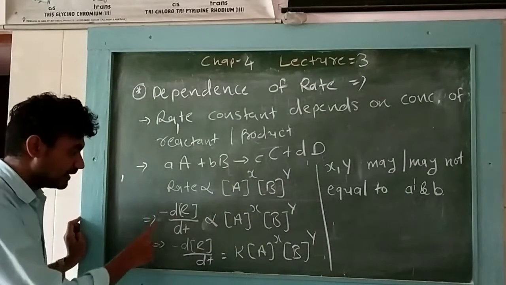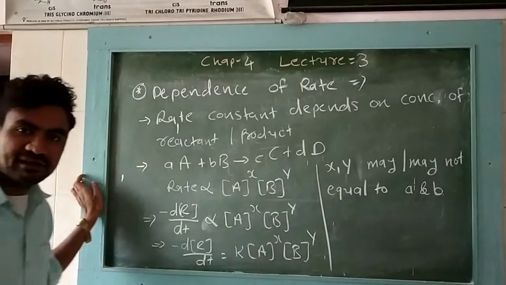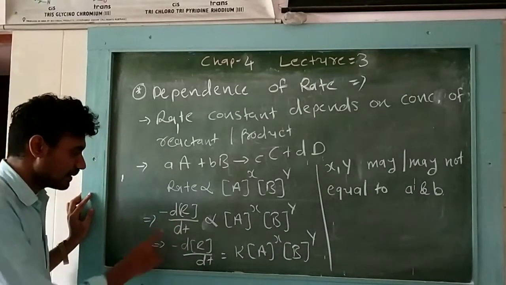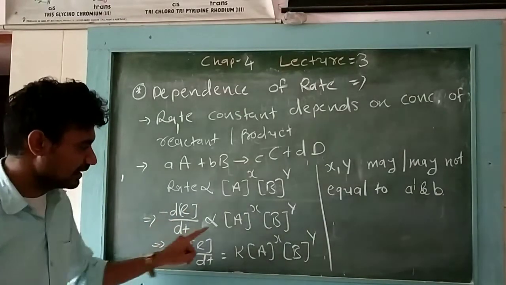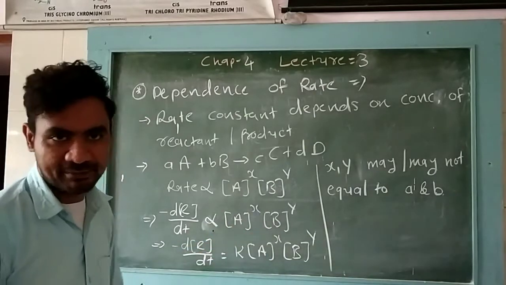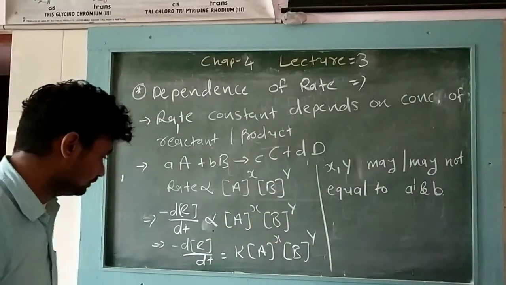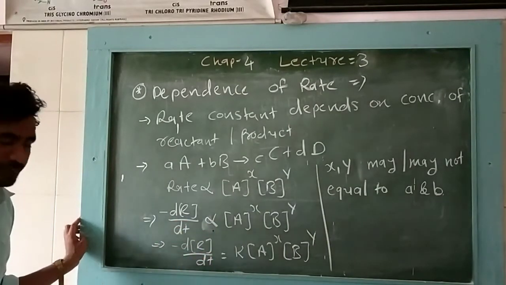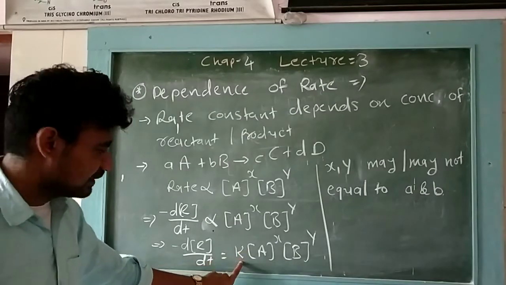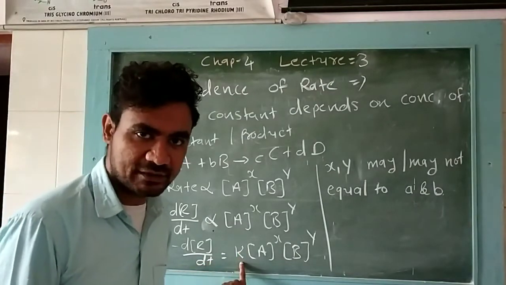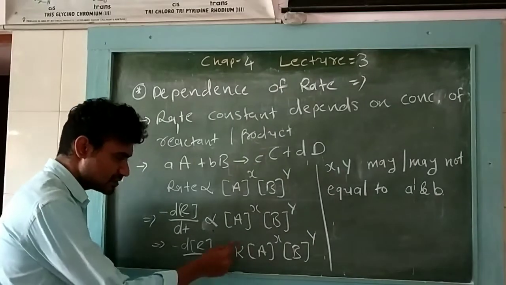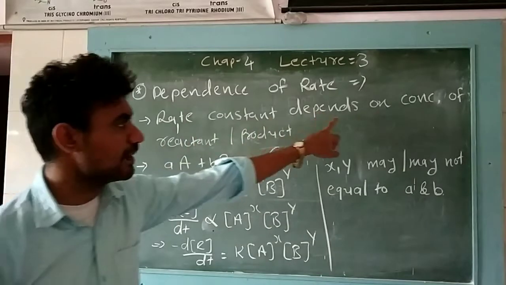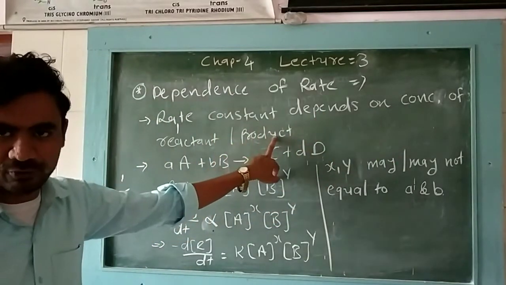Here instead of rate I have written the formula. Yesterday we learned instantaneous rate of reaction. That formula I have written here. Minus dR by dt is proportional to concentration of A and B raised to X and Y. If I remove this proportionality, I have to put K as a constant here. K is the rate constant. So here I have written rate constant depends on concentration of reactant and product.